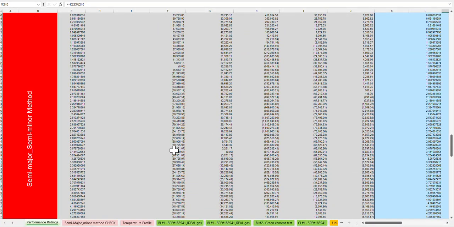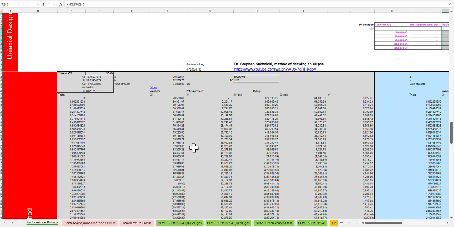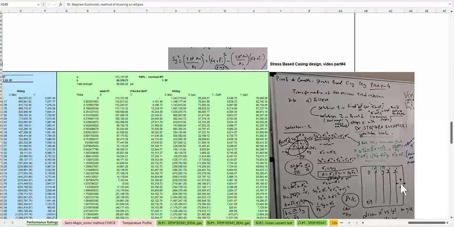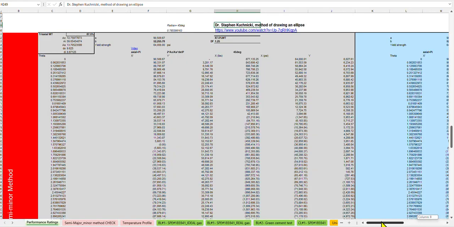And lastly, on this performance rating tab, I have the semi-major and minor method. I call this method semi-major and minor because it was from Dr. Kuchnichki's video, so I put the link here as a reference. It's basically about the transformation of an ellipse. I have shown the derivation over here in part number 4.